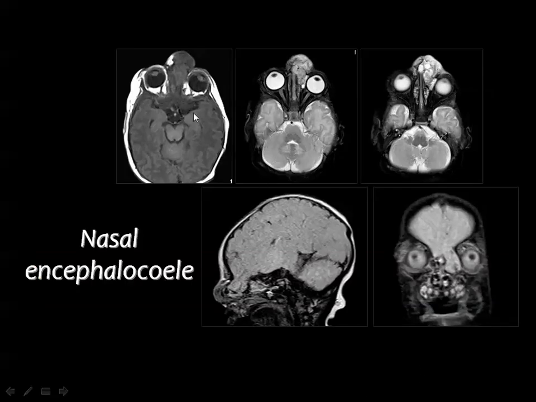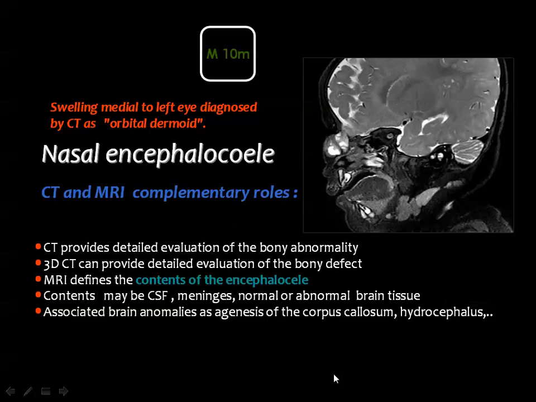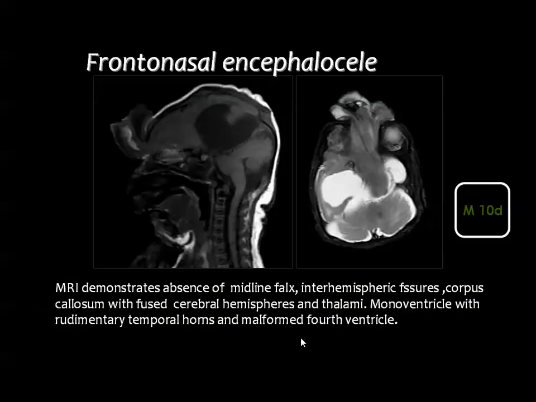And here you see this is a T1 weighted image because the fluid is black, and a T2 weighted image, where the fluid is bright, and you can see that there is a nasal encephalocele, and you can assess the extent of the brain tissue through the defect in the sagittal and in the coronal images as well. Then this is a nasal encephalocele, and you can see that the contents of the encephalocele is not CSF alone, but it contains some of the brain tissue. And this is very important. CT may not be able to see better the brain tissue.